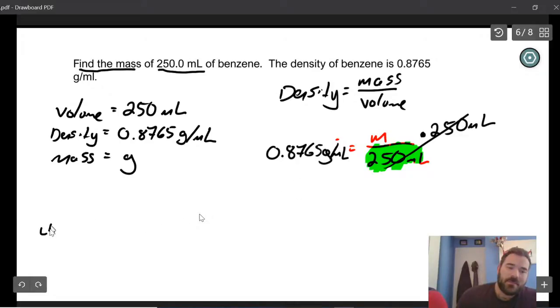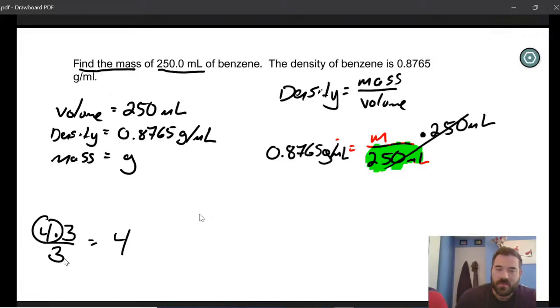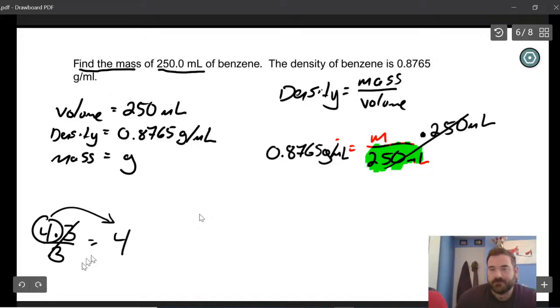We can illustrate that just by using some simple numbers. If I go 4 times 3 divided by 3, I'm going to end up back where I started with 4. 4 times 3 is 12. 12 divided by 3 is 4. Because I divided and multiplied by 3, they canceled each other out.